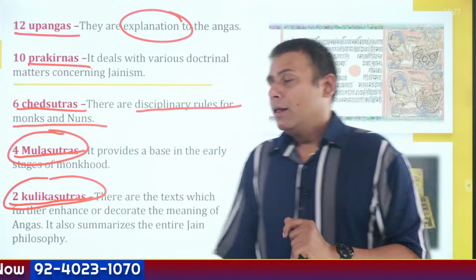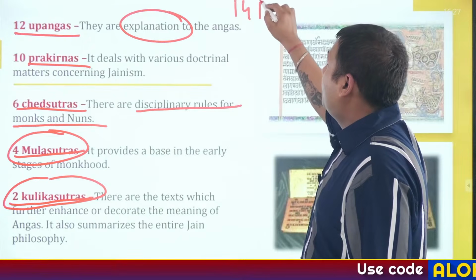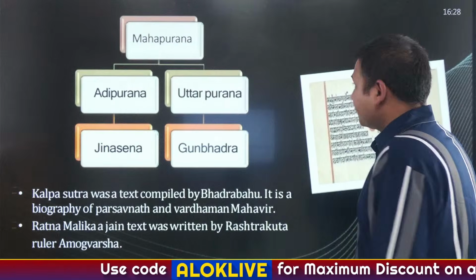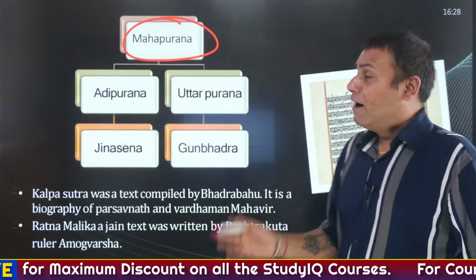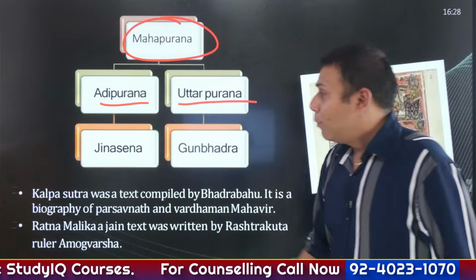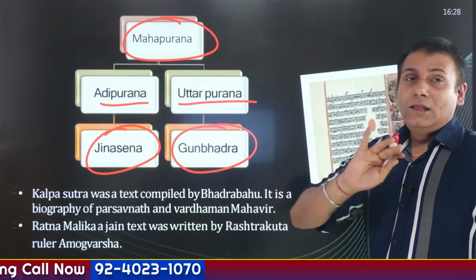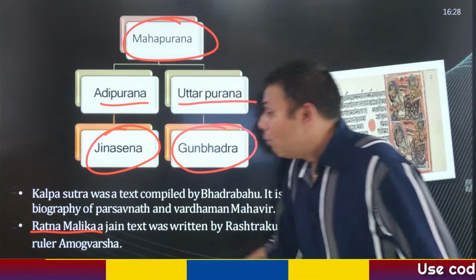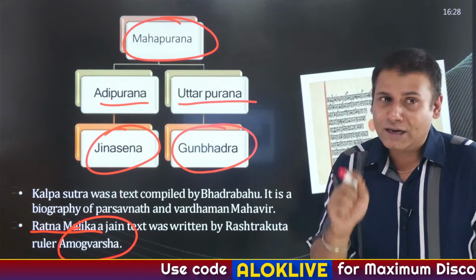Clear? Apart from this, prior to 12 Angas, there were 14 Purvas. Just remember this. Then, there is a book called Mahapuran. Mahapuran is divided into 2 parts, Adi Puran and Uttar Puran. Adi Puran was composed by Jain and Uttar Puran was composed by Gunabhadra. There is another important Jain text referred to as Ratna Malika, which was written by Amogh Varsh. So these are the important texts associated with Jainism.